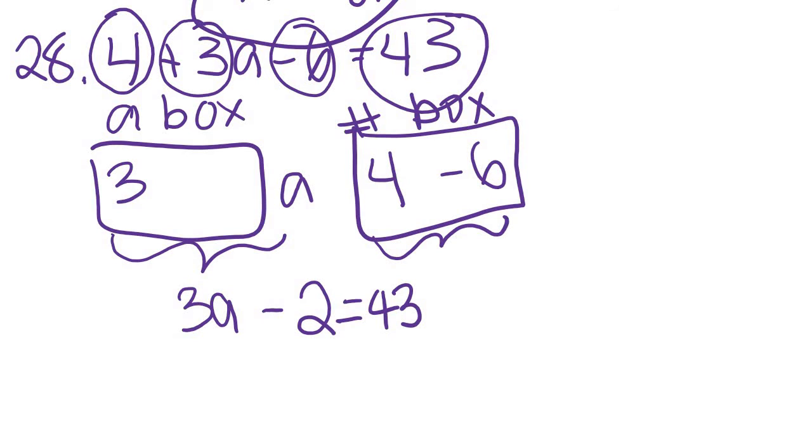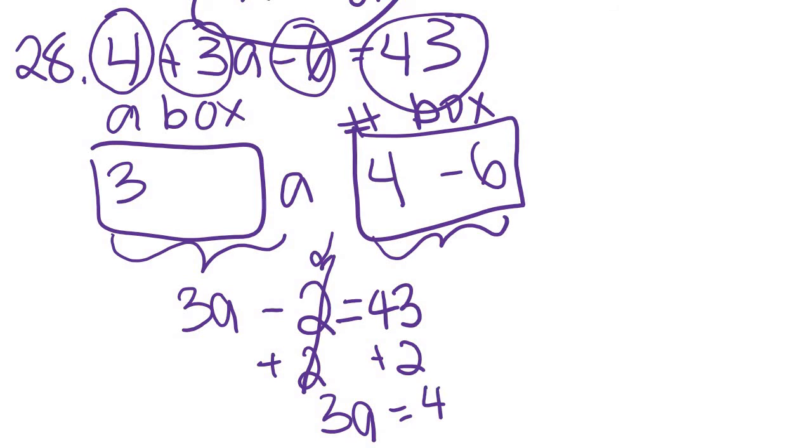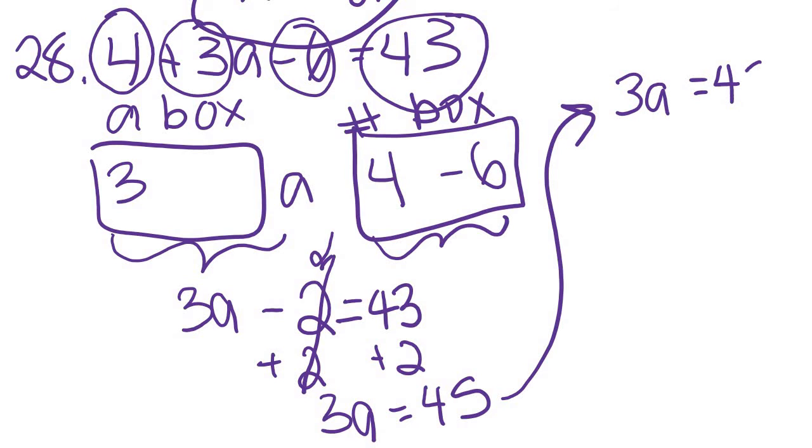All right, so now we start moving stuff around. So we have this negative 2. That is the easiest one to move. So we're going to move it by doing plus 2, plus 2. These are going to now cancel out. We have 3a equals 43 plus 2, which is 45. Now let's go up here. So 3a is equal to 45.